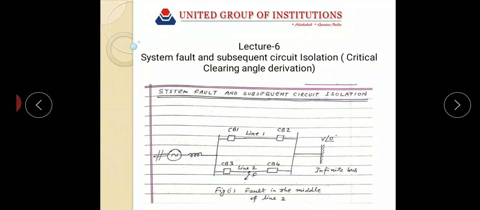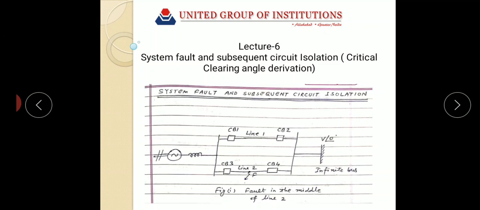Okay, as shown in the diagram, this is a double circuit line. Line 1, line 2. In line 1 there are circuit breaker 1 and circuit breaker 2, and in line 2 circuit breaker 3 and circuit breaker 4. A fault occurs in between line 2. So here a synchronous generator with direct axis synchronous reactance is feeding an infinite bus.